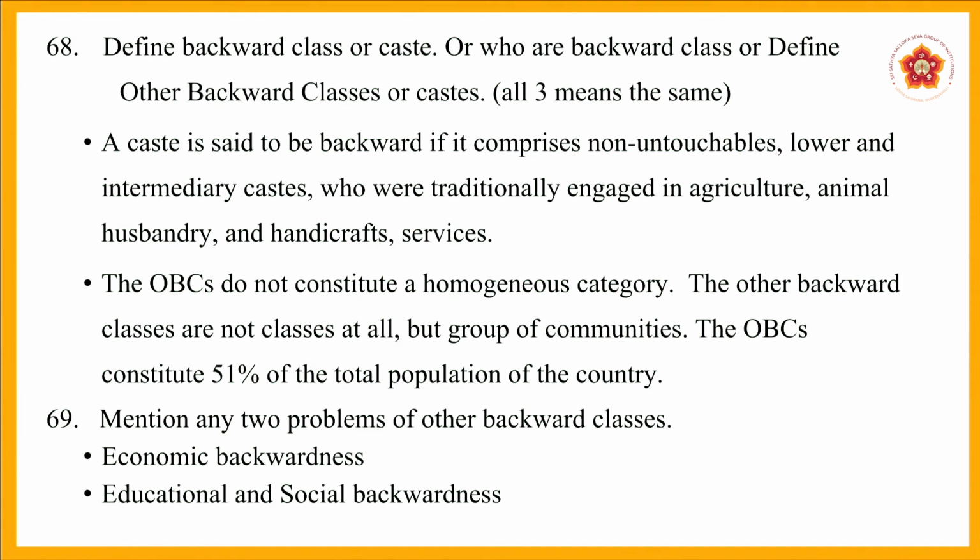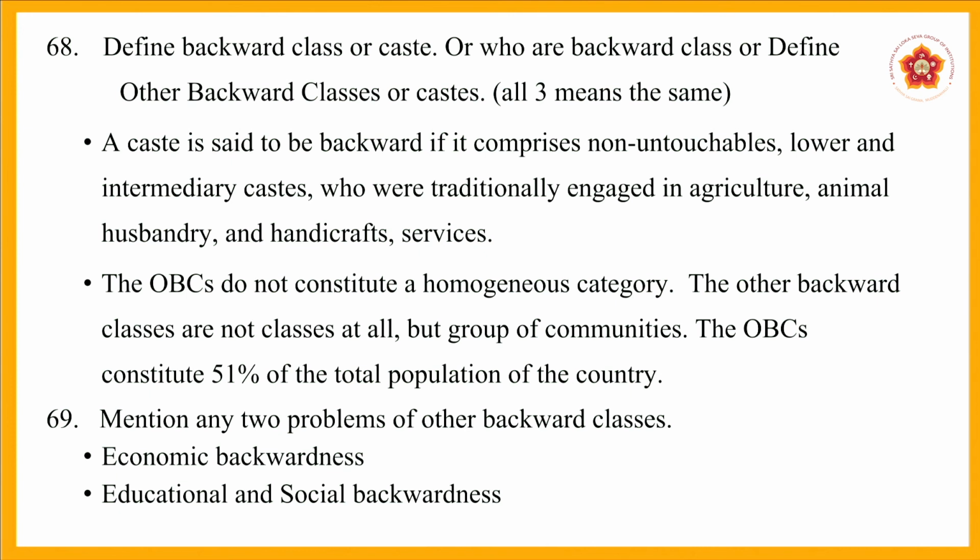Define backward class or caste, or who are the backward class, or define other backward classes or castes. They all mean the same. The caste is said to be backward if it comprises of non-untouchables, lower and intermediary castes who were traditionally engaged in agriculture, animal husbandry and handicrafts or services. So, non-untouchable is important, because if they are untouchables, they will be put into the scheduled caste.